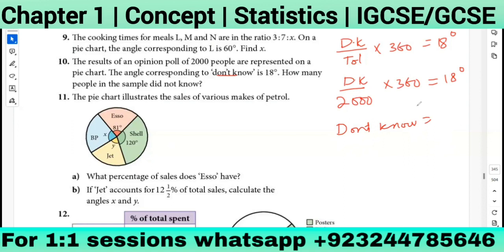Is it 100? You have done the calculations for question number 10. Yes, it's 100. So don't know people are 100.